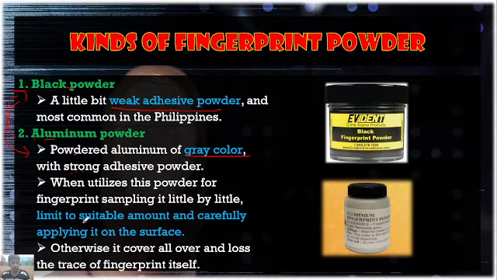So limit it to a suitable amount and carefully apply it on the surface. Take note also that in dusting or in using powders, be careful in the dusting method, because you might destroy the fingerprint. So you just use enough pressure, and you must follow the pattern of the ridges as you brush or perform dusting, so that you do not destroy the linings or the fingerprint ridges. So that is for black powder and aluminum powder.